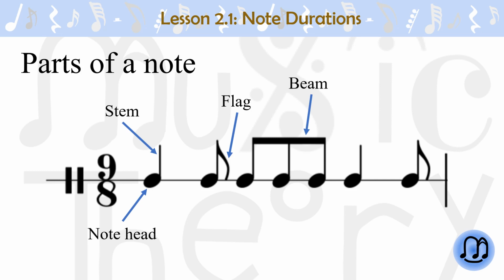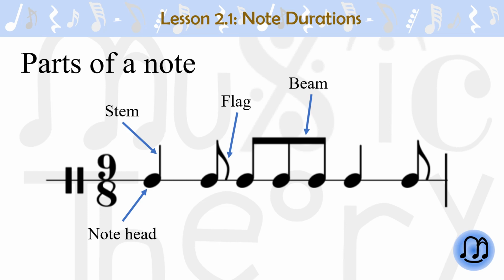Before we talk about note durations, let's take a look at the parts of a note. As shown in the picture, the round part that sits on the staff is called the note head. The line that sticks out of the note is called the stem. Flags look like flags, with the stem being the flagpole. The beam is a straight line that connects multiple notes.